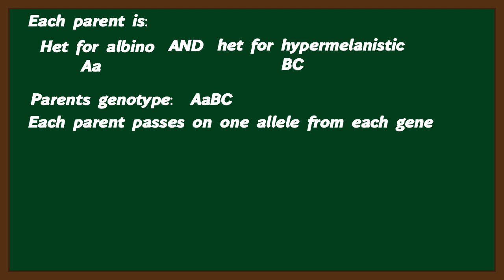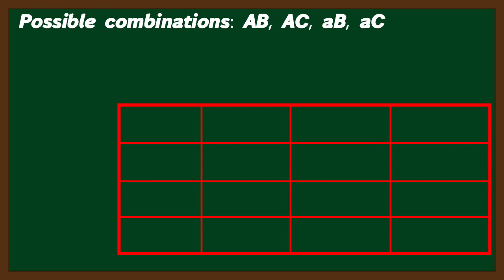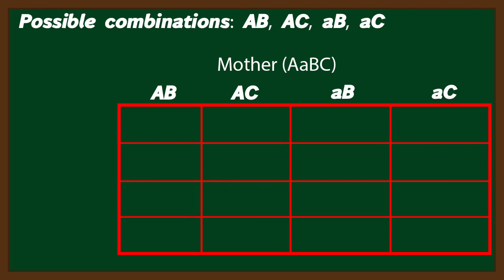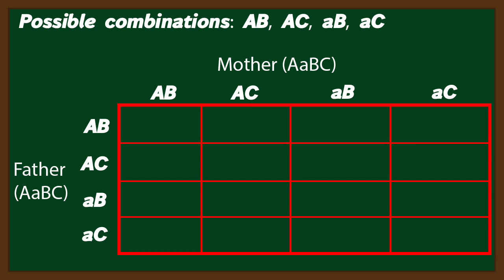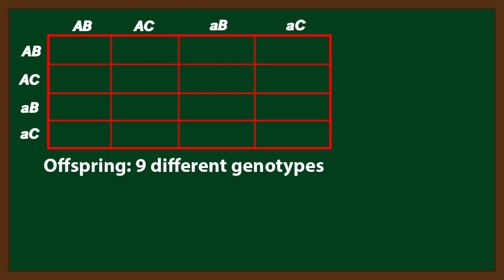Each parent passes on one allele from each gene onto their offspring. You can see that there are multiple combinations: big A, B; big A, C; small a, B; and small a, C. It is these combinations that we write along the top and side of the Punnett square for each parent. Like any other Punnett square, the alleles from the mother are transferred to the boxes below, and the father's to the right, filling 16 squares representing the offspring. In the offspring, there are 9 different possible genotypes.